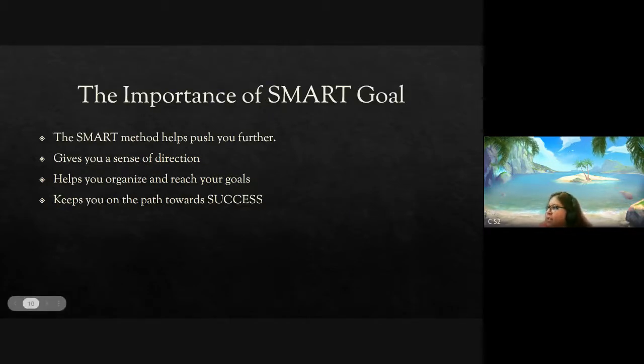But so the importance of a SMART goal. The SMART method helps you push yourself further. It gives you a sense of direction, and it helps you organize and reach your goals. And it keeps you on the path towards success. So always use clear language. Don't use any vague language. And add your milestones along the way. Once you pass your milestones, it should push you more. It's like, I completed the first step, now I know I can complete the second step. And always stay focused on what's going to benefit you in your goal.